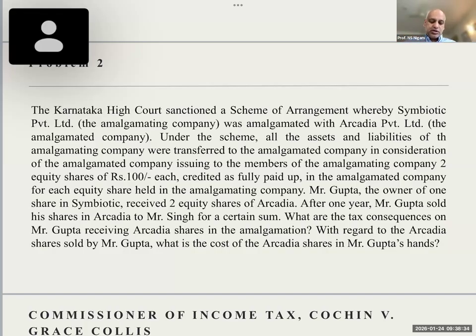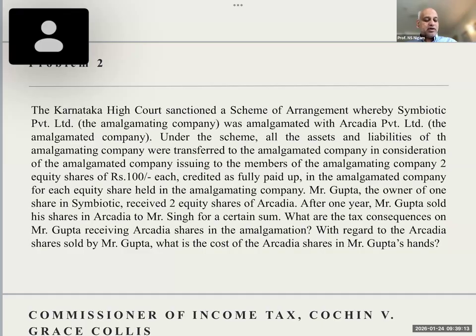Last time we had some discussions about the complications there. Amalgamation, which is defined in section 2, clause 1B. Section 2, clause 1, capital B. Amalgamation in relation to companies means the merger of 1 or more companies with another company, or the merger of 2 or more companies to form 1 company, in such a manner that A, all the property of the amalgamating company or companies immediately before the amalgamation becomes the property of the amalgamated company by virtue of the amalgamation.